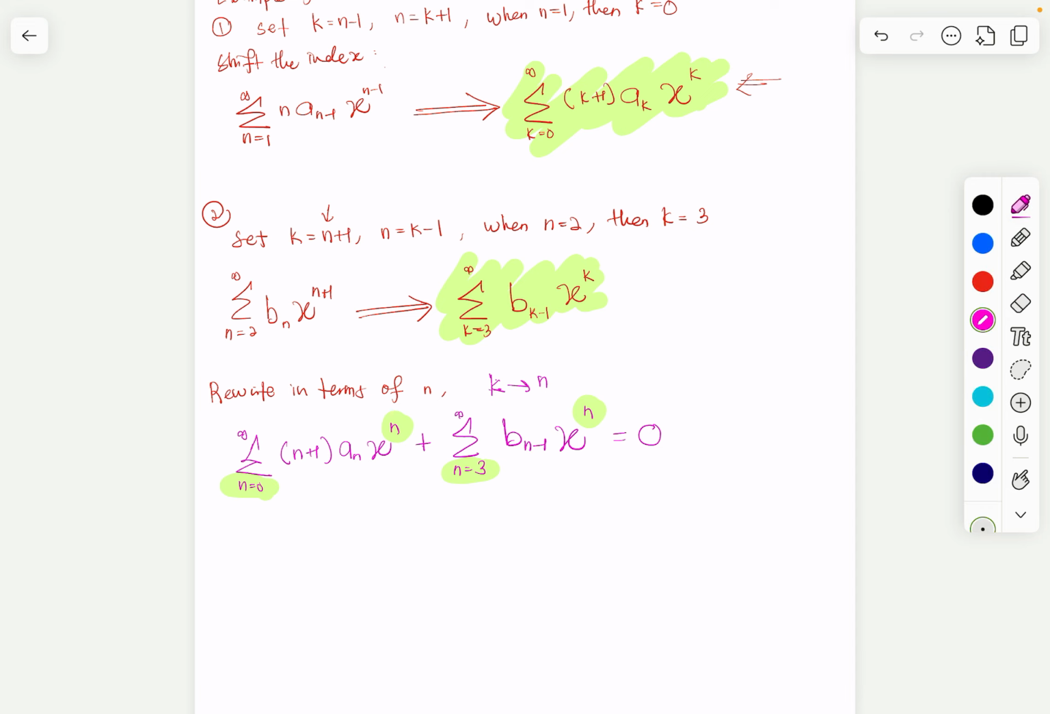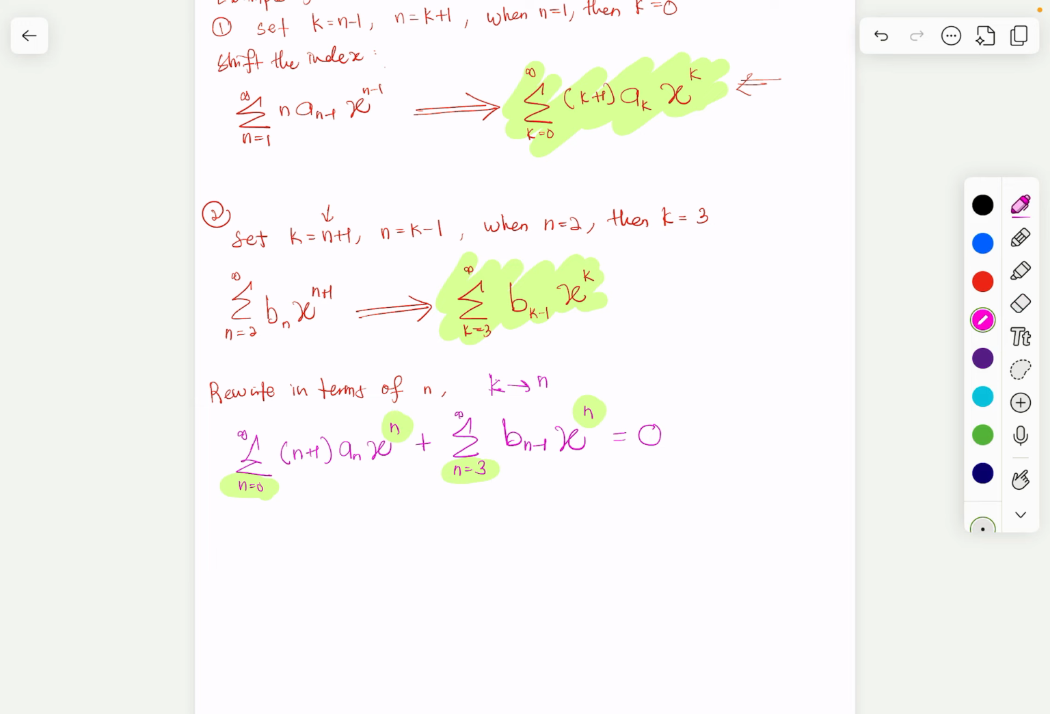So for the first part, where n starts from 0, we can separate it first, for the cases n equals 0, n equals 1, n equals 2. Then the series from n equals 3 to infinity, we can combine with the second part of the series, which also starts from 3 to infinity. So we take out first the cases n0, n1, and n2. We can separate that first.